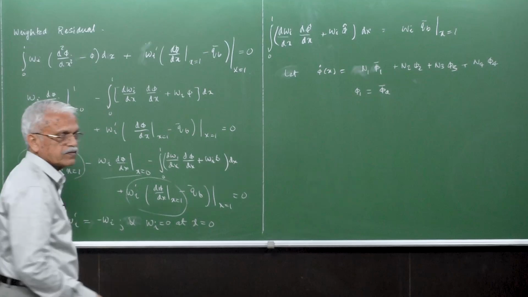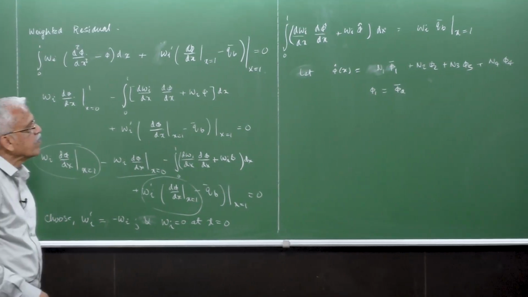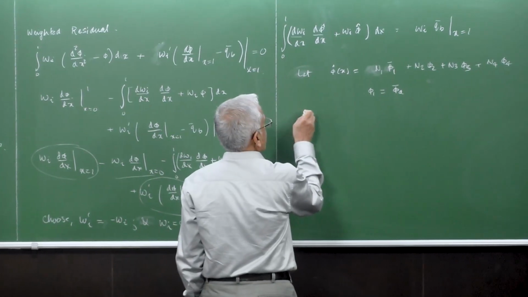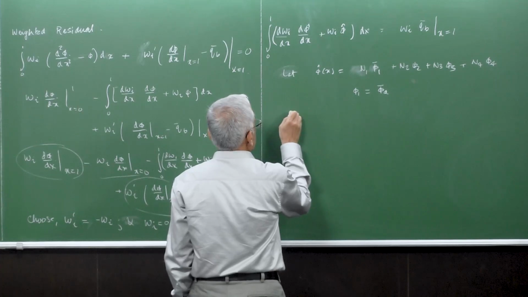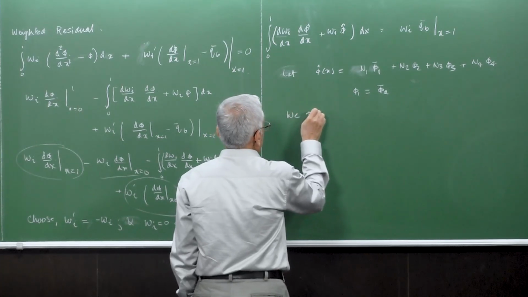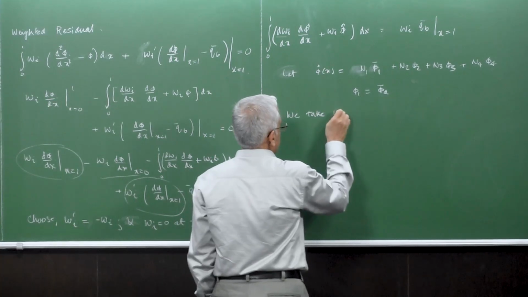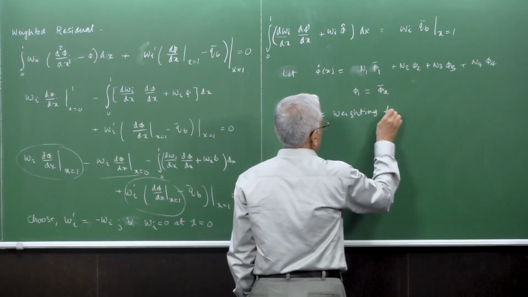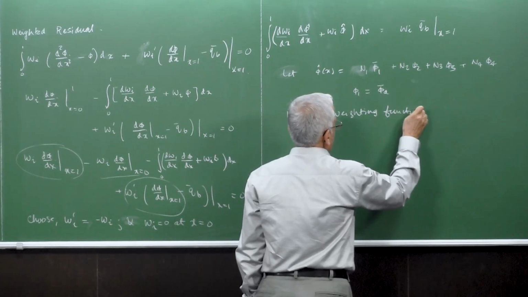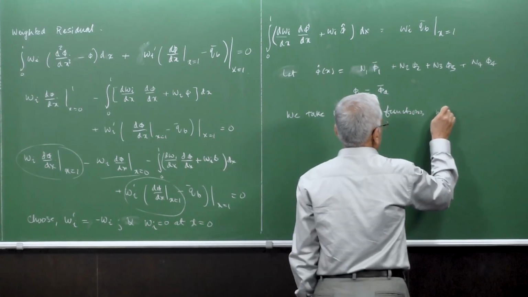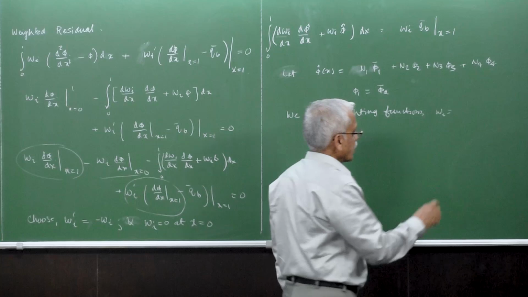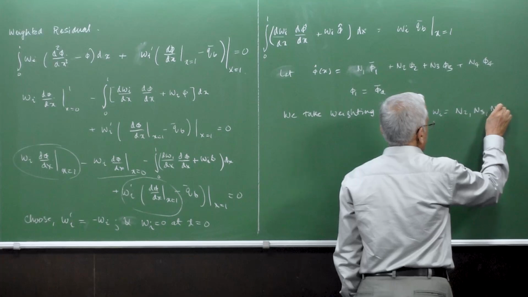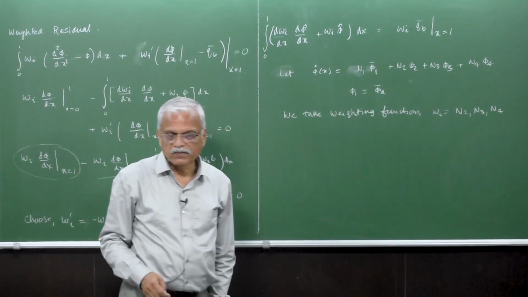Going by the same logic as we have done earlier, we take the weighting functions Wi. We will not take N1, we will take N2, N3 and N4. So what is the condition here to take the weighting functions?